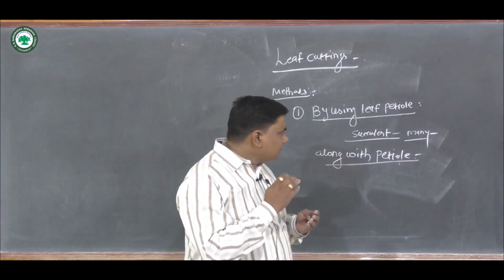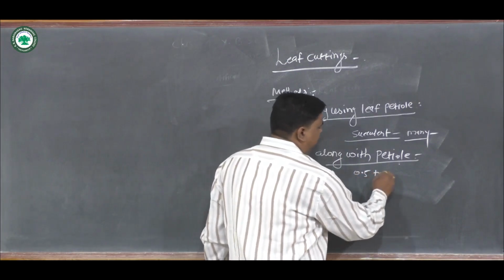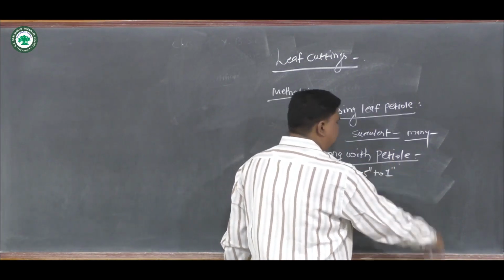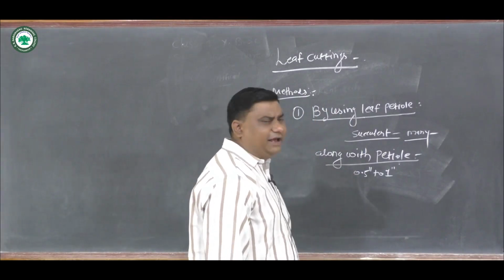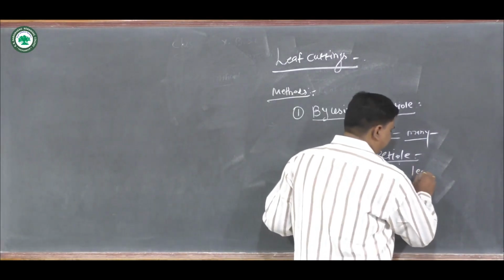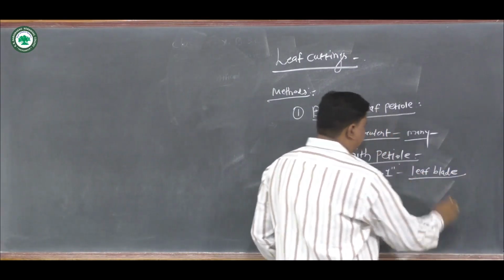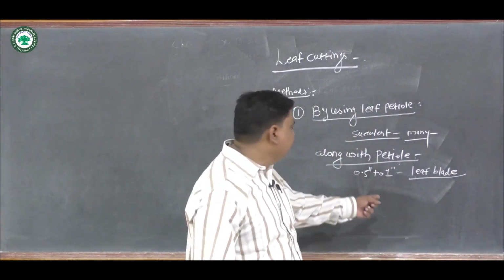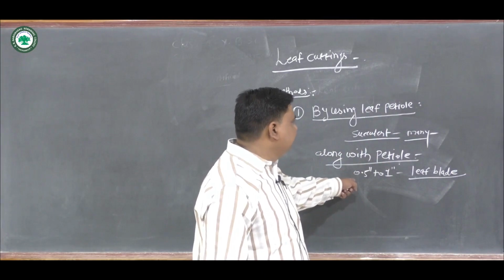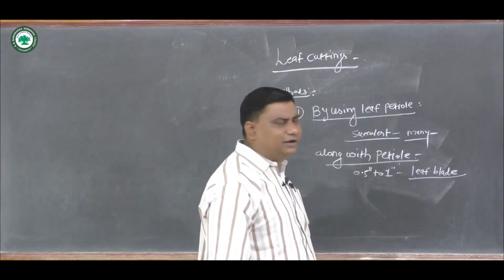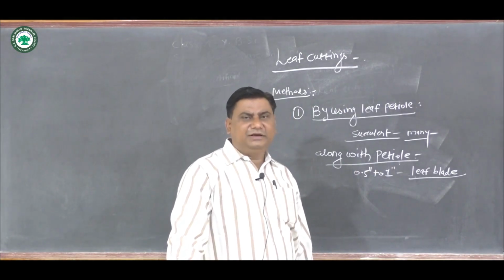A small portion of about 0.5 to 1 inch of the petiole is kept attached to the leaf blade, and the remaining portion of the petiole is clipped off.